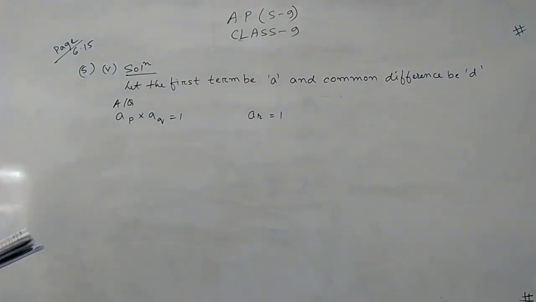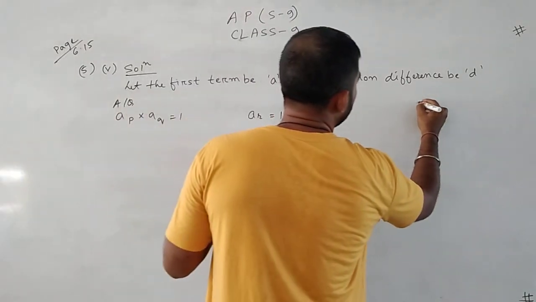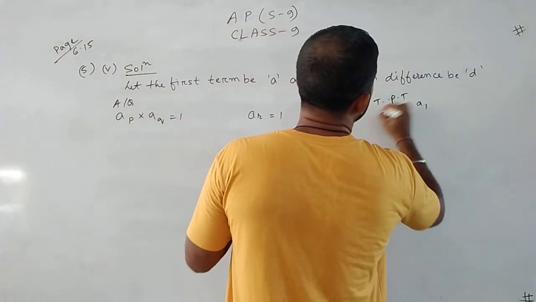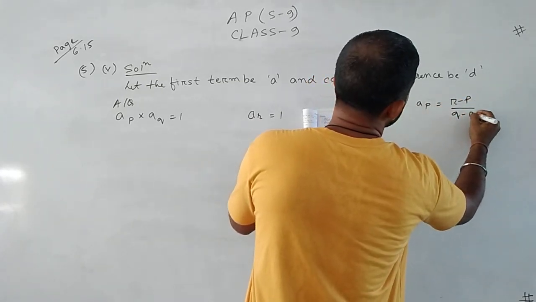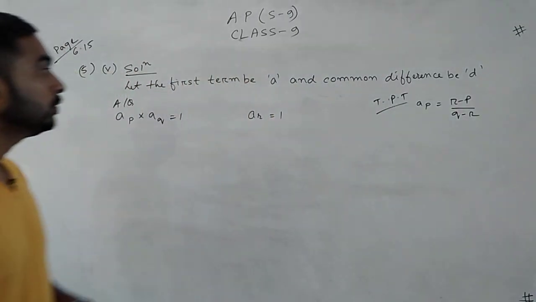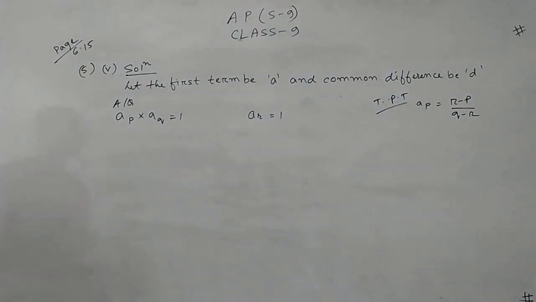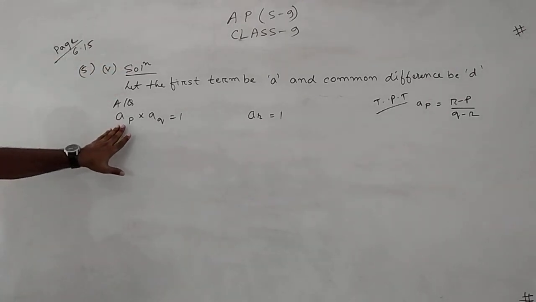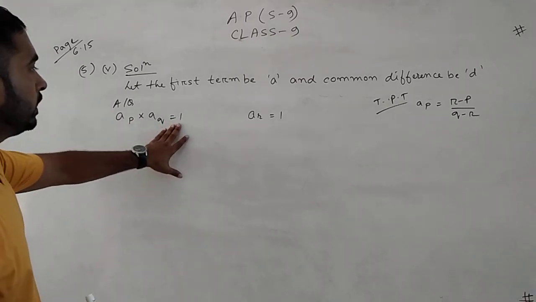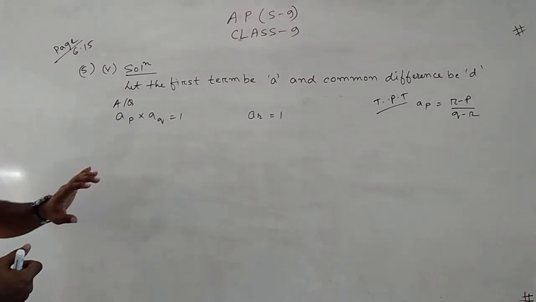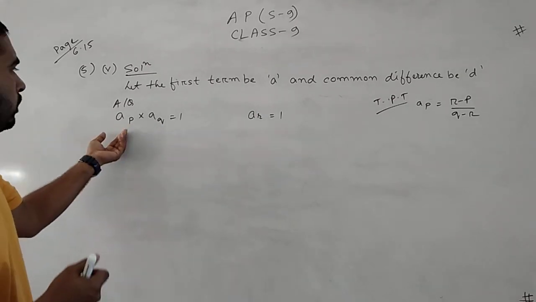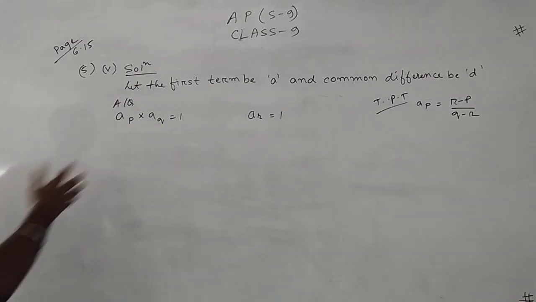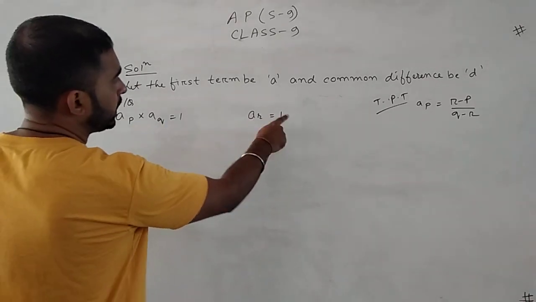We will prove that the pth term AP equal to (R minus P) by (Q minus R). This is the question. Here the product of pth and qth term equal to 1, and one more condition, that the terms are not equal. Suppose AP equal to 1, then simply 1 into 1 equal to 1. But here it is given that the terms are not equal.